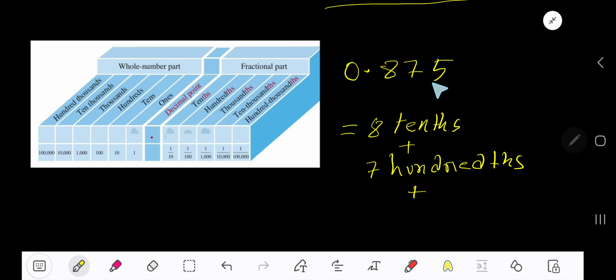Plus 5 is in the thousandths column. So 5 thousandths. So actually this is the expanded form.